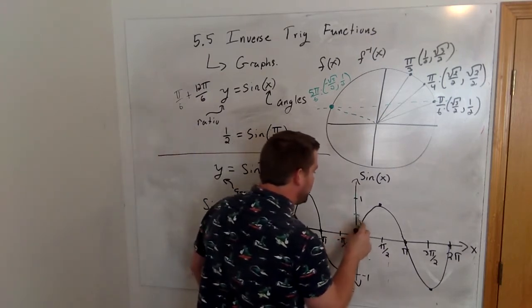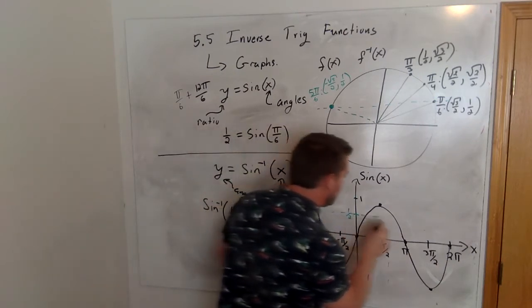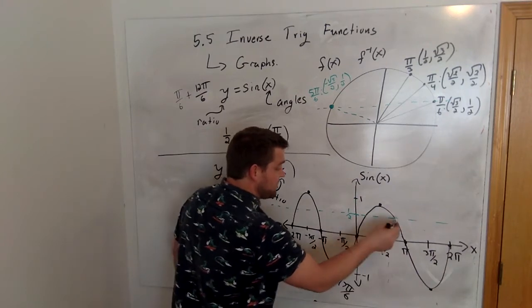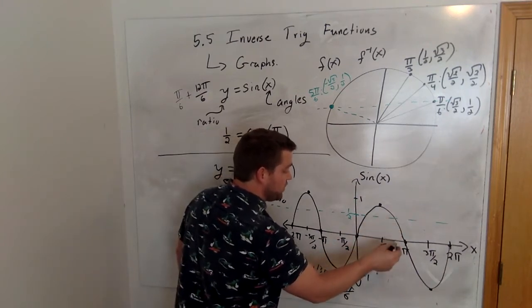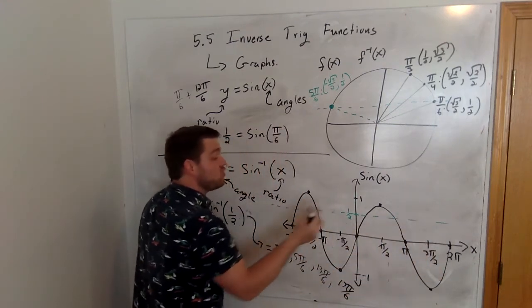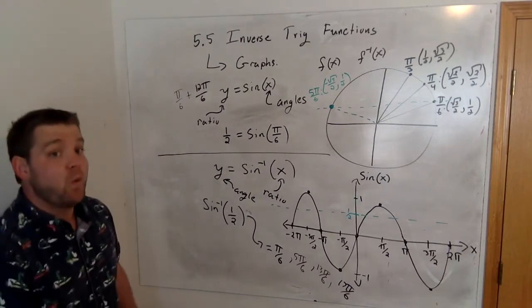If I want to know what angle gives us an output of 1/2, well, look. This angle does it. This would be pi over 6. This angle here gives you an output of 1/2. That's what? 5 pi over 6. So on and so forth. This horizontal line is going to intersect this graph at an infinite number of locations. Why is this a problem?